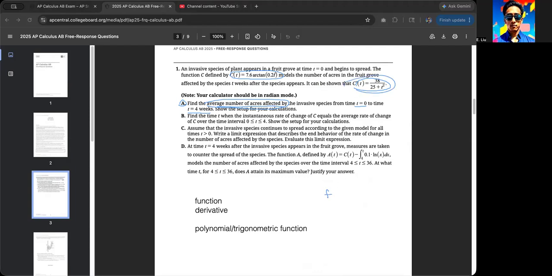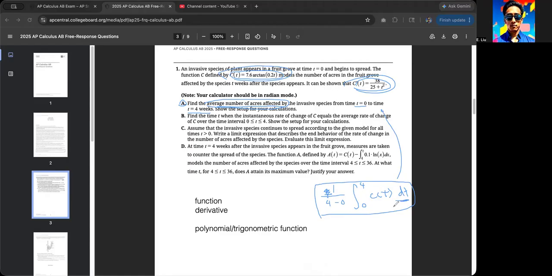if you set up your integral of C of t from 0 to 4, and then you also have 1 over 4 minus 0. And here's a key too. If you forget that dt at the end, they're going to take away a point. So you actually have to write this out as your function and then obviously go through and solve.